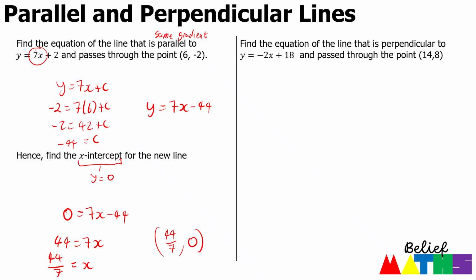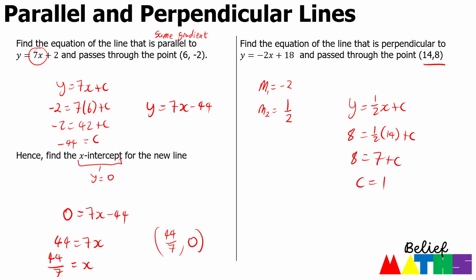The next one, find the equation of the line that is perpendicular to that. So my gradient here is minus 2. So for my perpendicular gradient, I use the negative reciprocal. m2 would be, well, the reciprocal of 2 is a half, and we just change the sign to make it positive a half. So therefore we've got y equals a half x plus c, and then we sub in our point. 8 is equal to a half times 14 plus c. 8 is equal to 7 plus c, so c equals 1. So my equation then is y equals a half x plus 1.